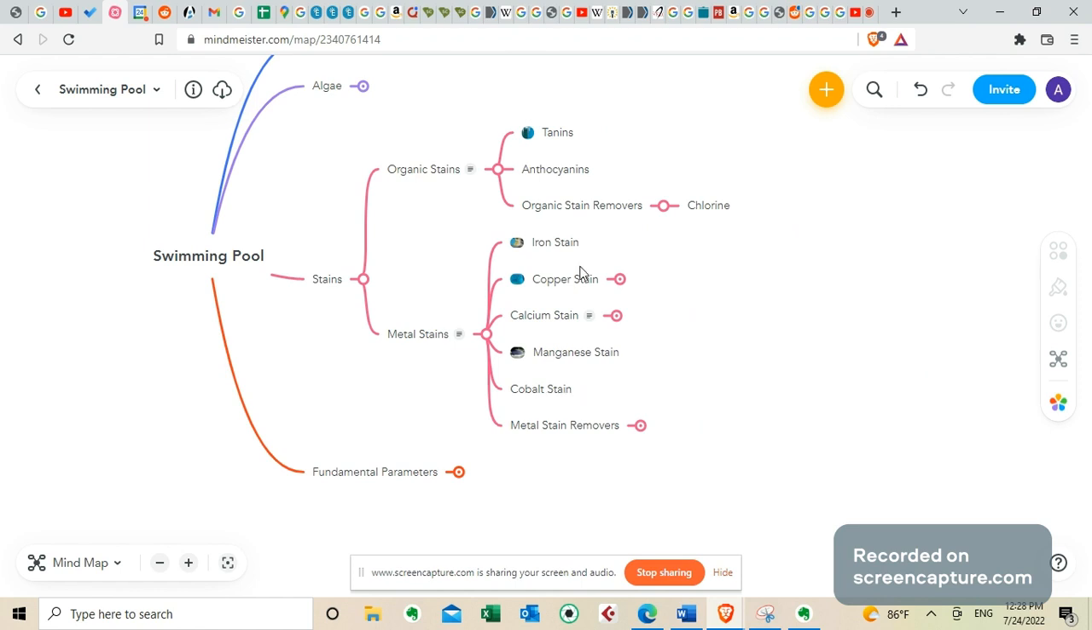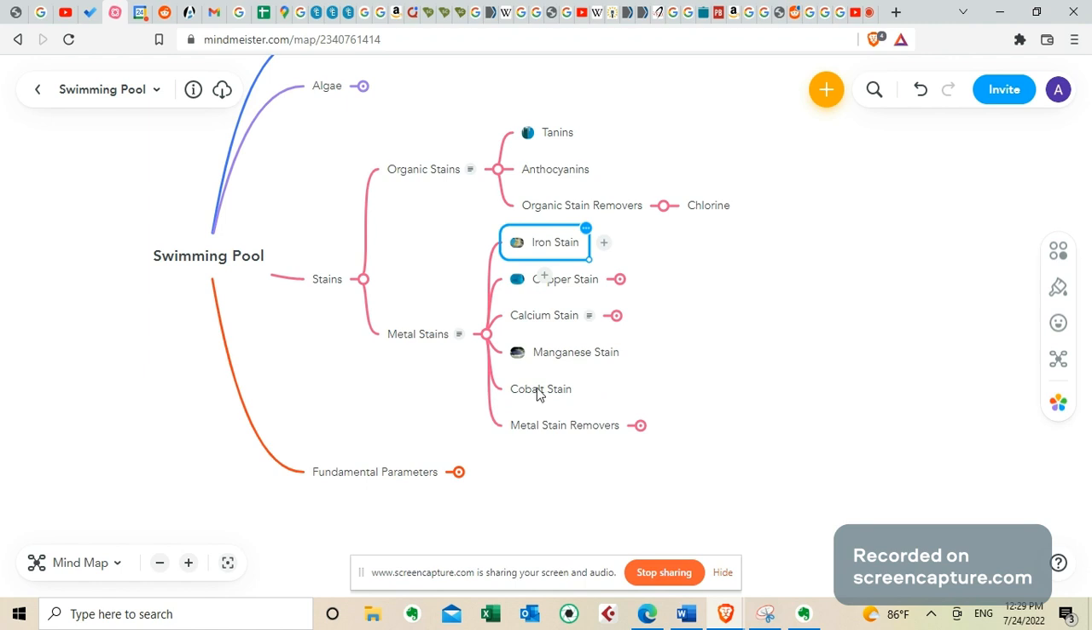Now, realistically, I ordered these from most likely to be seen to least likely. For instance, I see iron stains all the time, literally all the time in pools. It's very common. I've never seen a cobalt stain in my pool service career. They're very rare. Apparently it exists, but I'm going to show you some pictures so you can see. Iron stain is just Fe in the periodic table.